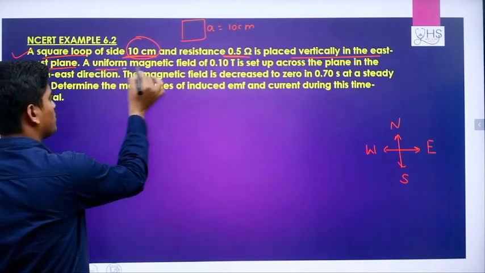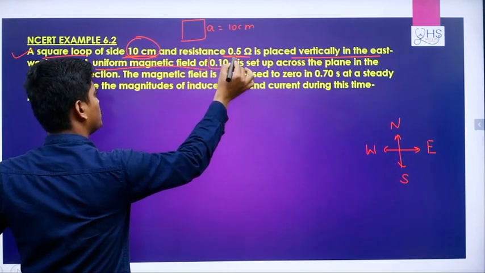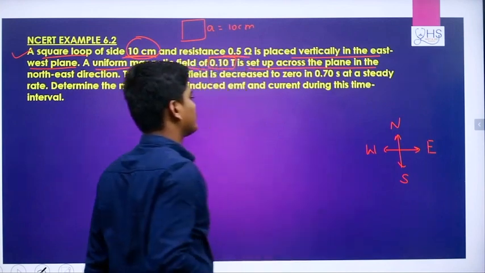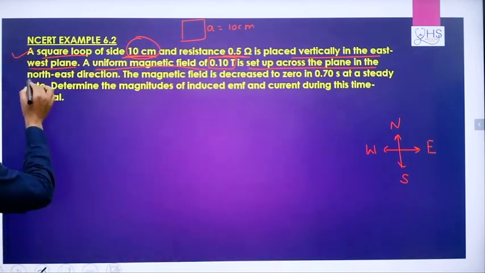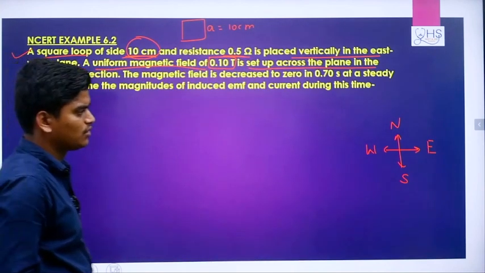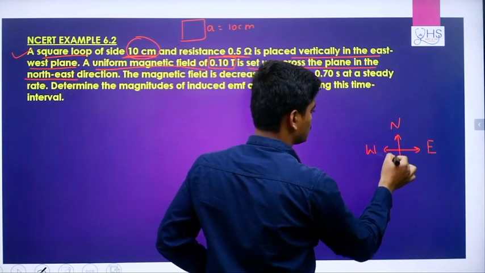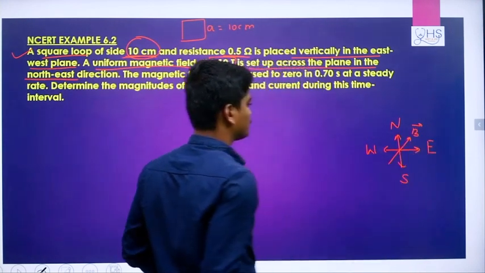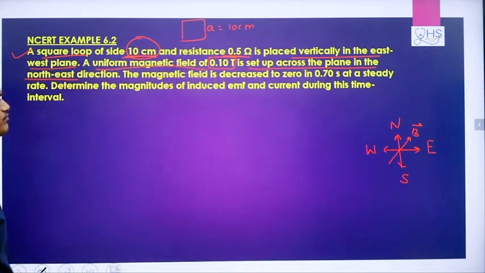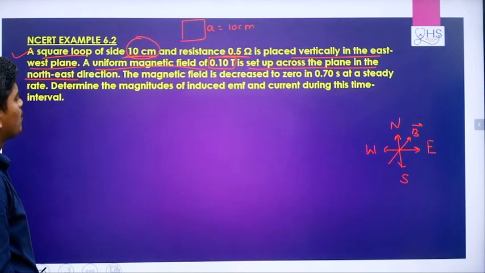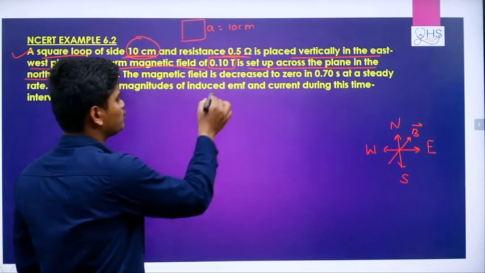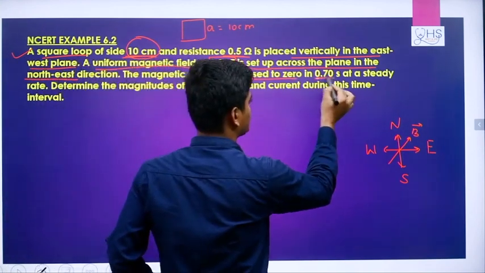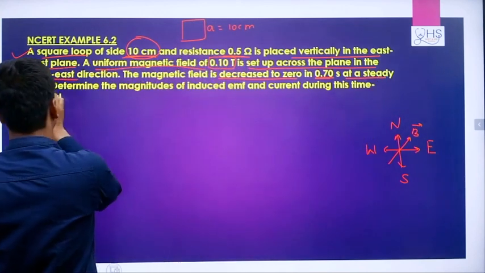Now a uniform magnetic field of 0.10 Tesla is set up across the plane in the northeast direction. So basically this is the northeast direction, and in this case some magnetic field came. Now the magnetic field is decreased to 0. So the field became 0 in 0.7 second at a steady rate.